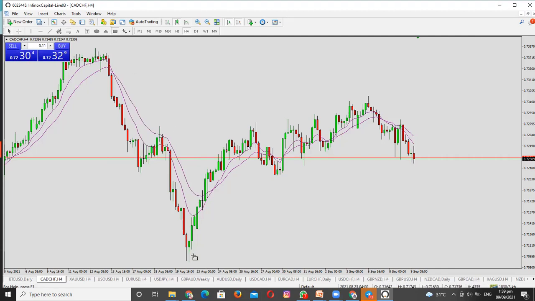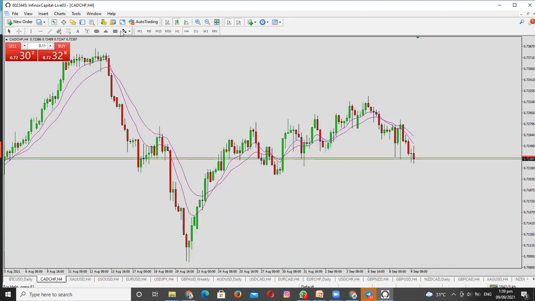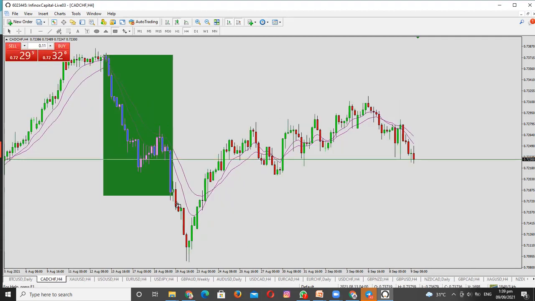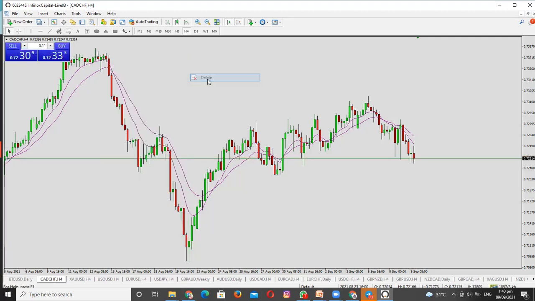And then at this point where you see it rising, this is the CAD rising against the CHF, which means the CHF was falling. At the point where the Canadian dollar was falling, the CHF was rising, but we can't see the rise because this graphical representation is basically telling us what is happening to the base currency. So automatically we know that the quote currency, the CHF, is actually rising in value because the base currency is falling in value.